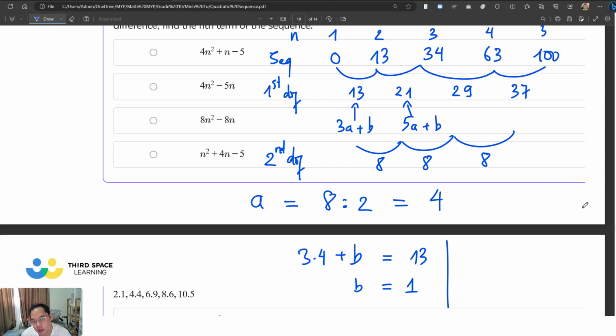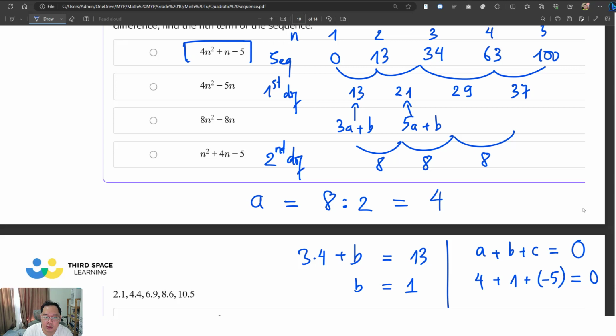The first term is a plus b plus c equal to the value 0 in the sequence. Because when n is 1, a plus b plus c is the first term. Remember that also. So a here is 4, b is 1, and c must be minus 5, so that the sum is 0. And therefore c is minus 5, and the answer is this one.